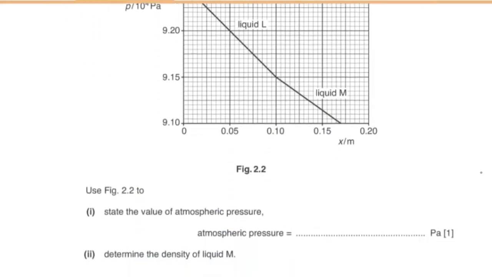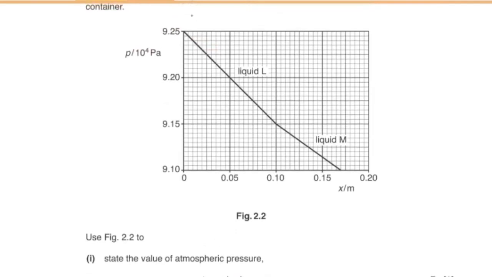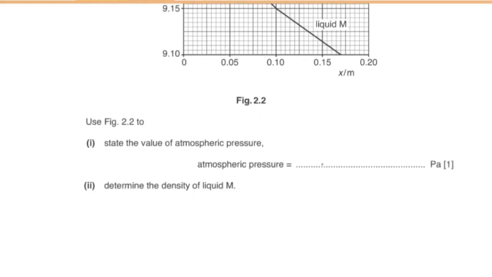Part 1, state the value of atmospheric pressure. So at the bottom of the container, the pressure is 9.25 × 10^4 pascals, and that on the top is 9.1 × 10^4 pascals, which is the atmospheric pressure. So it's 9.1 × 10^4 pascals of pressure.